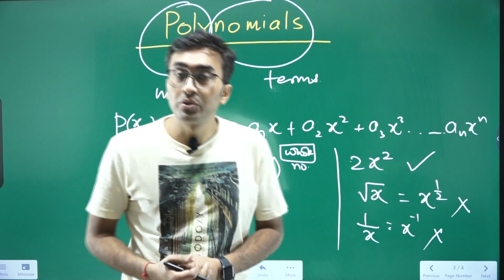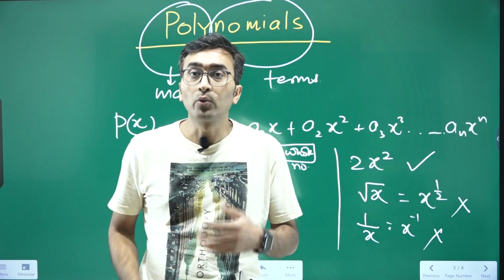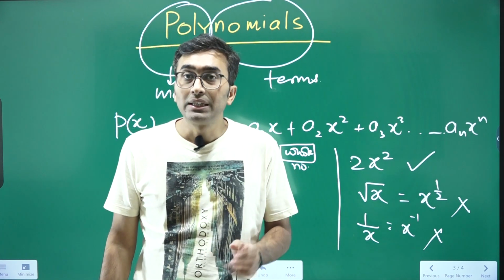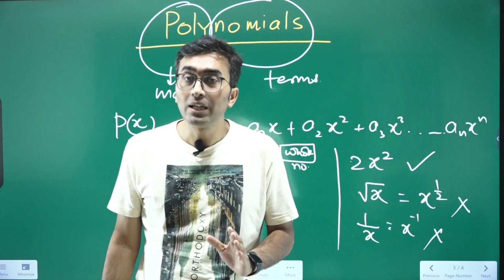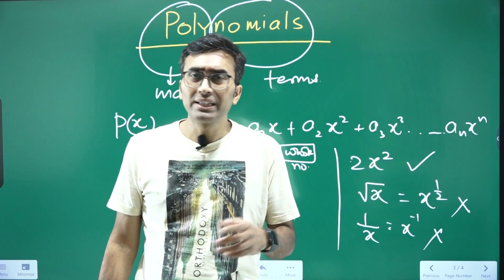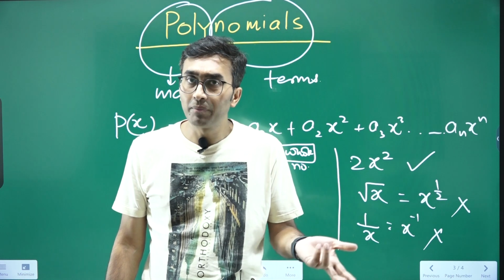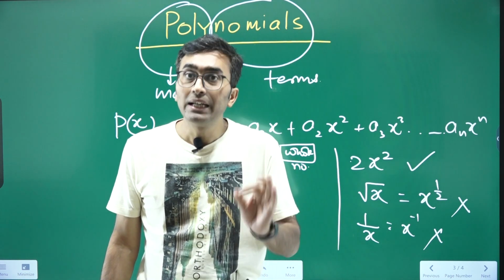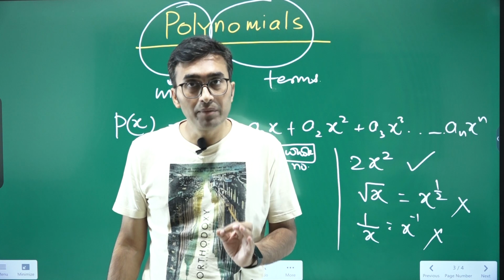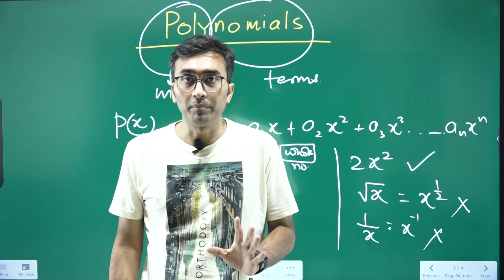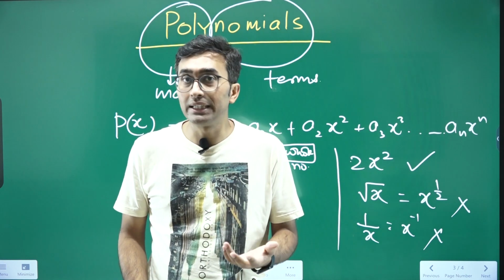So what we have understood till here, whenever we are going to say a polynomial, it should validate two things. One, it can contain one term, two terms, any number of terms. The next thing is that the power of the variable should always be a whole number. Then only we can say it is a polynomial.